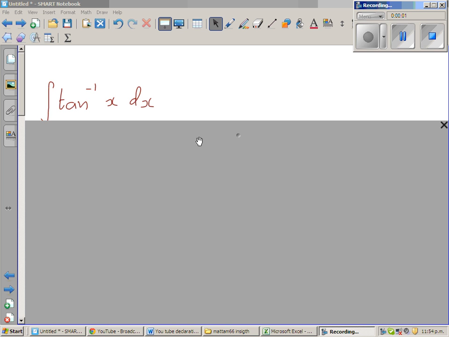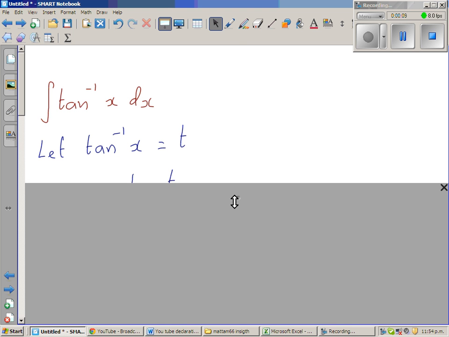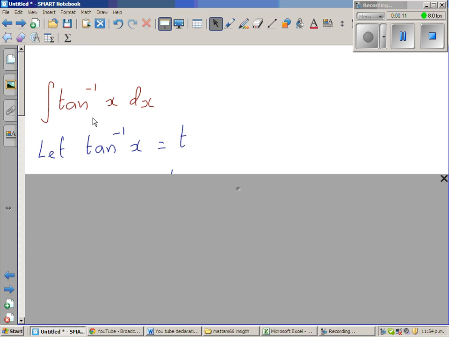Let us integrate tan inverse of x. Again, we're going to use integration by parts. So I've started with a substitution. I'm letting tan inverse of x be t.